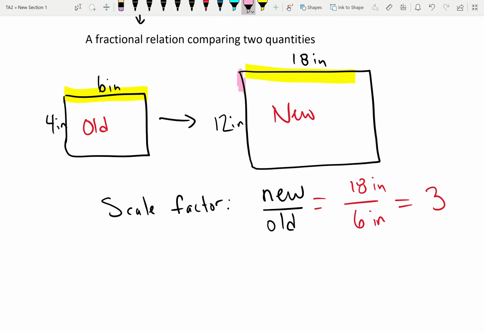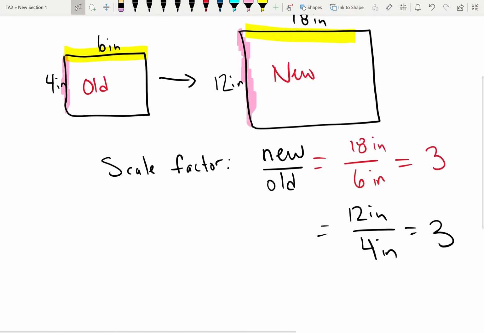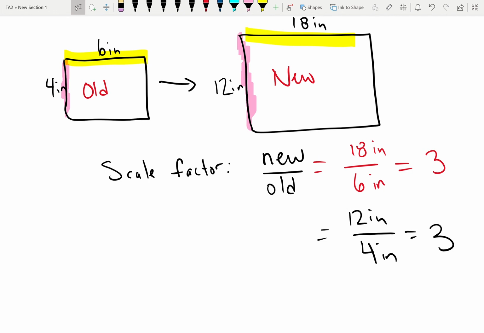So we'll match up the 12 inches and the 4 inches right here. I already wrote new over old, so this is the other one. We wrote 12 inches over 4 inches. And when we simplify, you're going to see that that's going to equal 3 as well. So our scale factor is 3. Those are the two dimensions that we have, and it's a scale factor of 3.